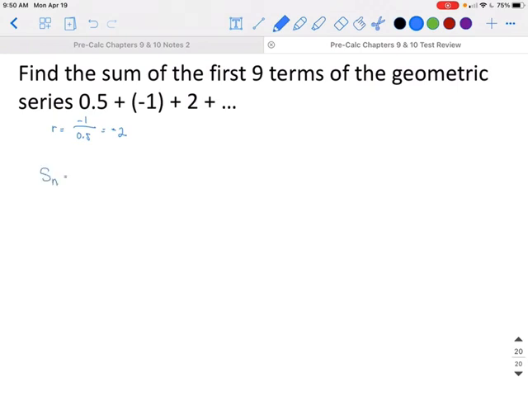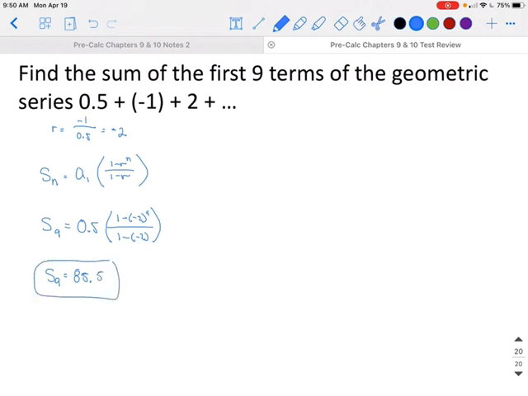To find the sum, we're going to do a sub 1 times 1 minus r to the n power over 1 minus r. So we want to find the sum of the first 9 terms. Our first term is 0.5. We're going to do 1 minus negative 2 raised to the 9th, all over 1 minus negative 2. And if you put that all into your calculator, you'll get the sum of the first 9 terms will be 85.5.